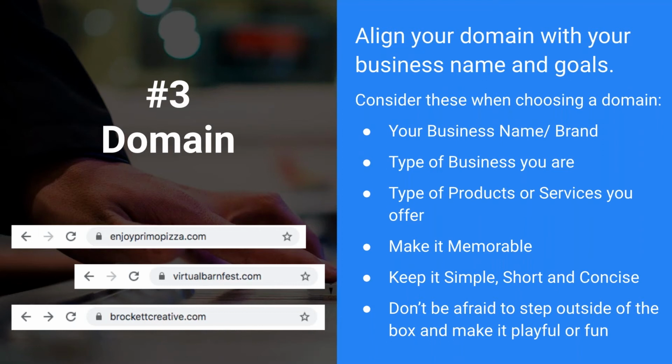Now, with so many URLs and domain names taken after all these years, it's really hard to get something that will work for you unless you start thinking creatively. And that's where considering all these points will help you get to a point to where you have a domain name that should make sense and work for you.